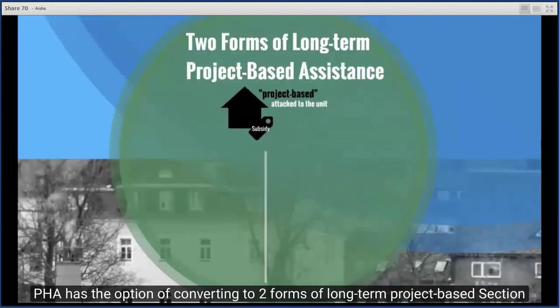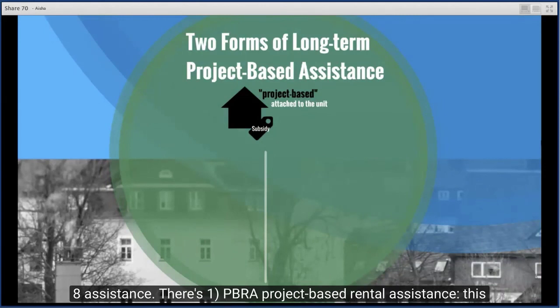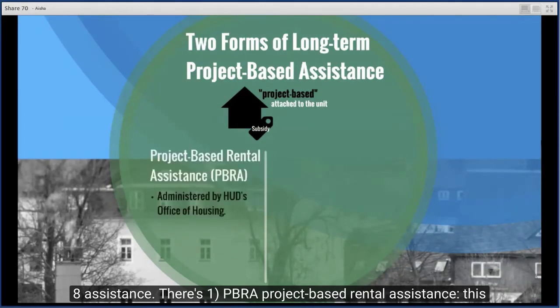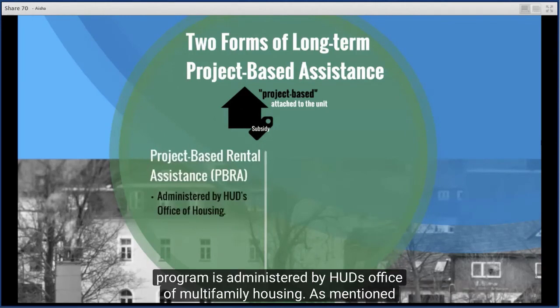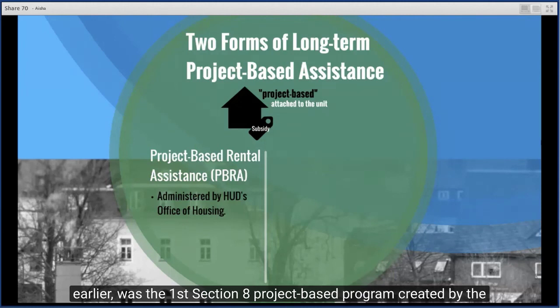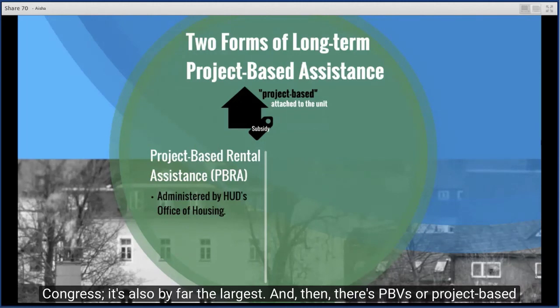Under RAD, a PHA has the option of converting to two forms of long-term project-based Section 8 assistance. There's first PBRA, Project-Based Rental Assistance. This program is administered by HUD's Office of Multifamily Housing. As mentioned earlier, it was the first Section 8 project-based program created by the Congress. It's also by far the largest.